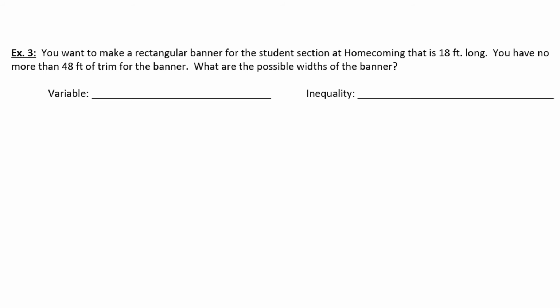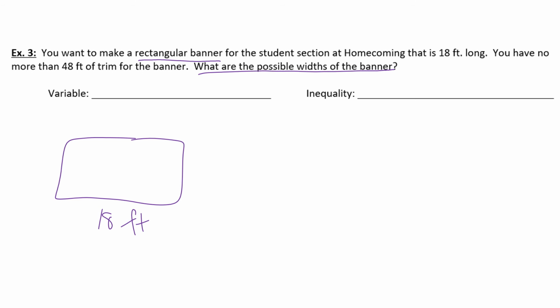All right, example 3. You want to make a rectangular banner. All right, I'm going to stop right there, and I'm actually going to draw a rectangular banner so that I kind of know what's going on. For the student section at homecoming, that is 18 feet long. Okay, I'm going to label this 18 feet long. You have no more than 48 feet of trim for the banner. What are the possible widths of the banner? So there's the question. What are the possible widths?